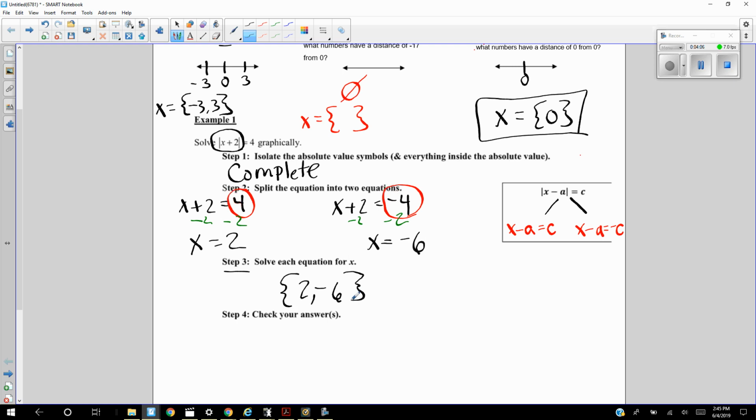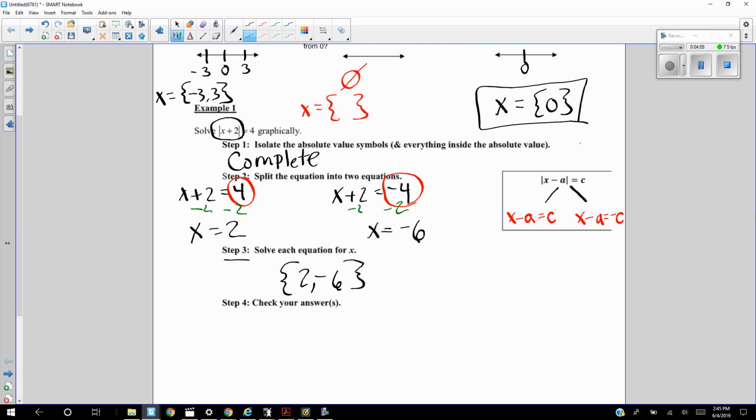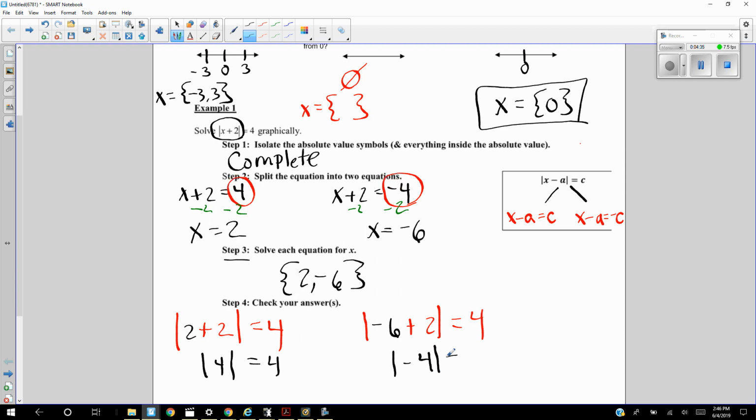And then again, get in a habit of checking your answers. So the original problem was the absolute value of x plus 2 equals 4. You can see pretty quickly here, 2 plus 2, the absolute value of 4 is 4. And the other solution was negative 6. Well, negative 6 plus 2 is negative 4, but the absolute value of negative 4 is indeed 4. So those 2 solutions do check out.